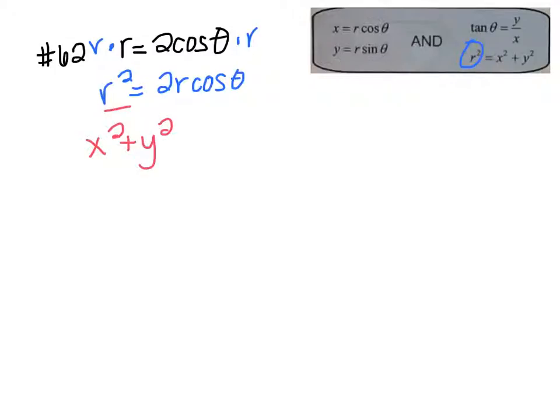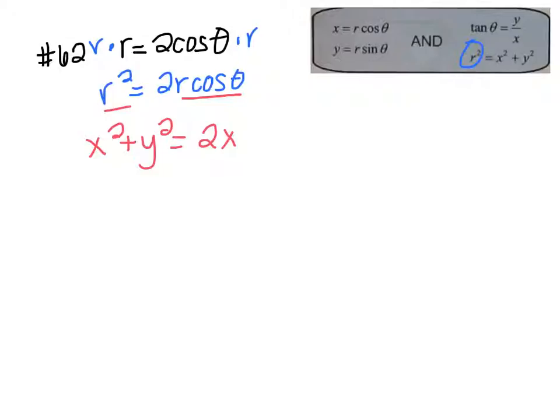All right, our goal here is to get rid of the r. Looking at my equations, I need an r squared if I want to do some substitution. So I'm going to multiply both sides by an r. Then I have r squared equals 2r cosine theta. Now I'm going to substitute. R squared is x squared plus y squared equals, I'm going to substitute r cosine, and I can replace that with x.